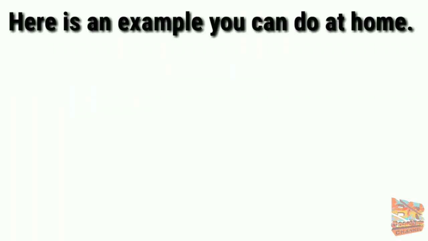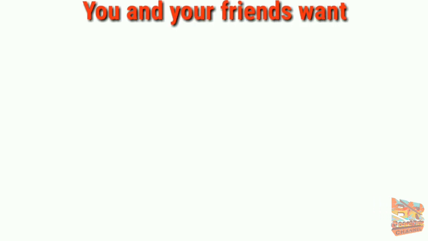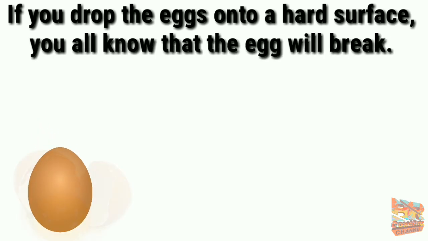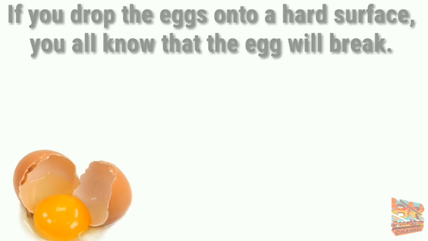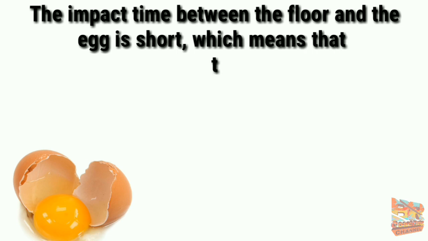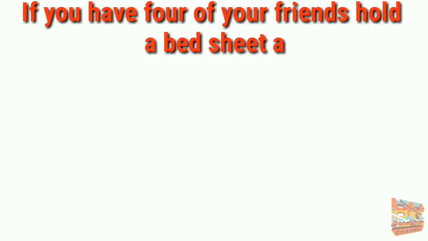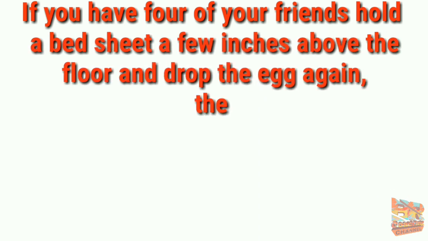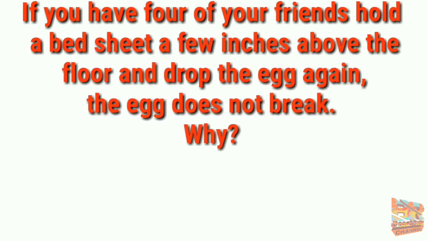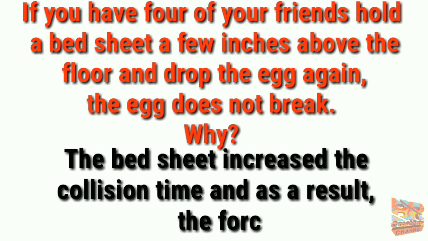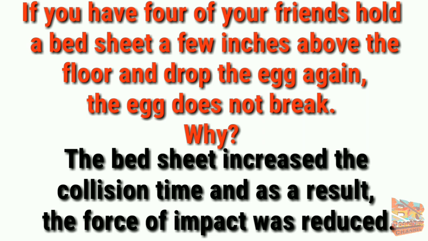Here is an example you can do at home. You and your friends want to experiment with impulse and eggs. If you drop the eggs onto a hard surface, you all know that the egg will break. The impact time between the floor and the egg is short, which means that the force, which is impulse divided by time, becomes large enough to crack the egg. If you have 4 of your friends hold a bedsheet a few inches above the floor and drop the egg again, the egg does not break. Why? The bedsheet increased the collision time, and as a result, the force of impact was reduced.